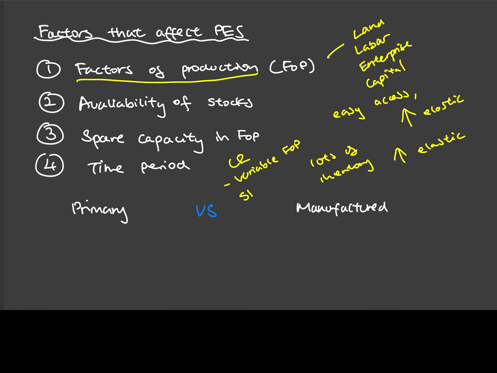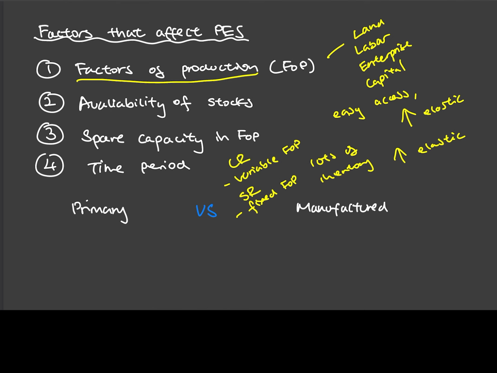But in the short run, you have fixed factors of production. That means that to determine how elastic your PES is in the short run, you have to rely on these factors to determine it, okay? So this actually leads into our next little subsection, which is primary versus manufactured goods.